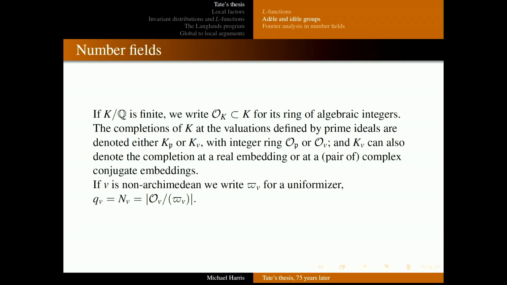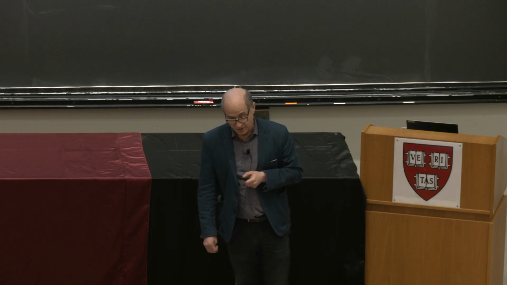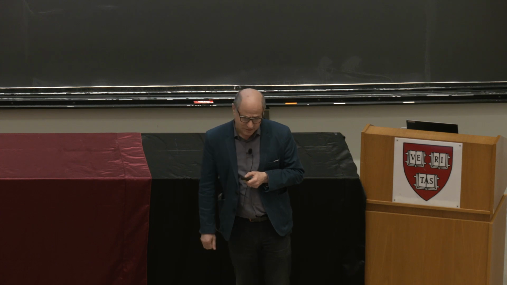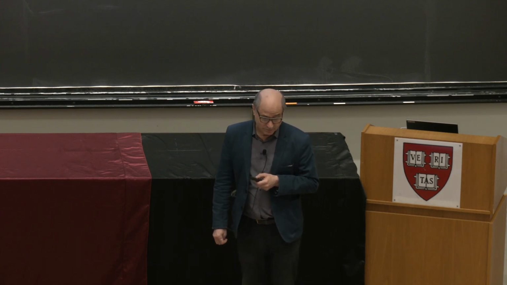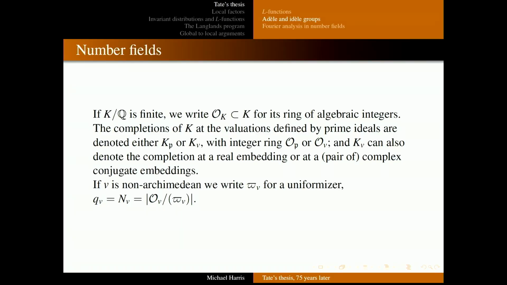A little bit of notation, nothing surprising. O_K is the ring of algebraic integers of a number field K. The completions I say are denoted either K_P or K_V, but in fact I think I only used the V. And K_V can also denote the completion of a real embedding or a pair of complex conjugate embeddings. So we're going to use a uniform notation for the places of K, and then the integer rings when the place is non-Archimedean. And then sometimes there is a uniformizer, and q, or q_V, is the order of the residue field. All right, that's the notation.